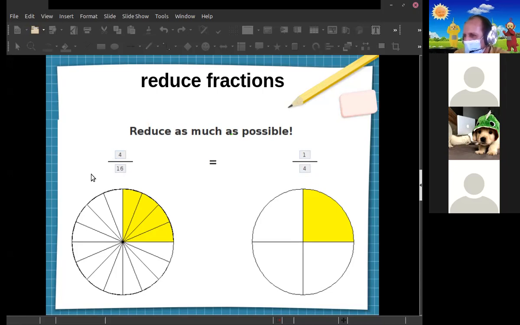So when you compare the graphic, when you compare the pictures with each other, both are the same size. So we have the same amount, but a different fraction. So we have 4/16 and here 1/4. We say reduce fraction. So reduce as much as possible. You cannot go further than this. And this you have to do in your calculations as well.